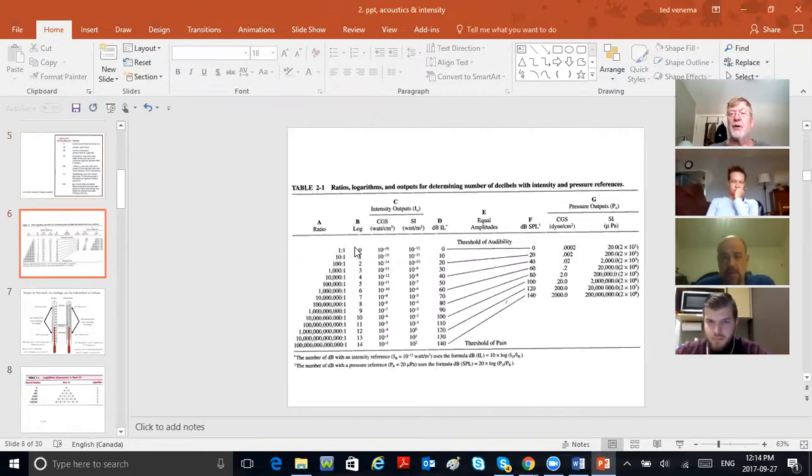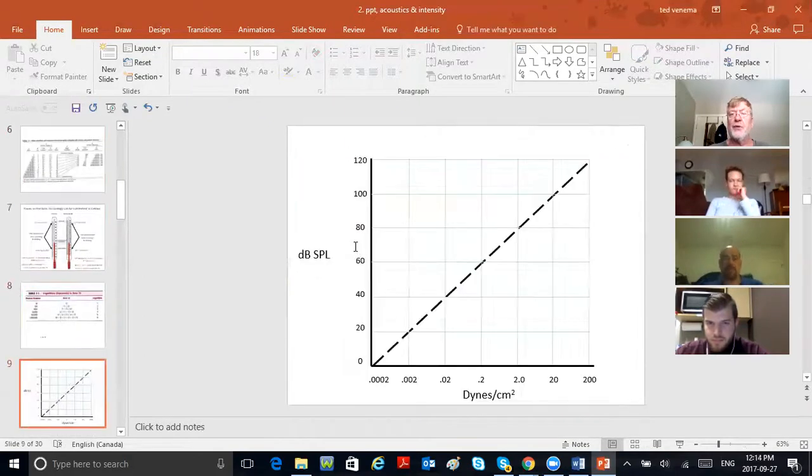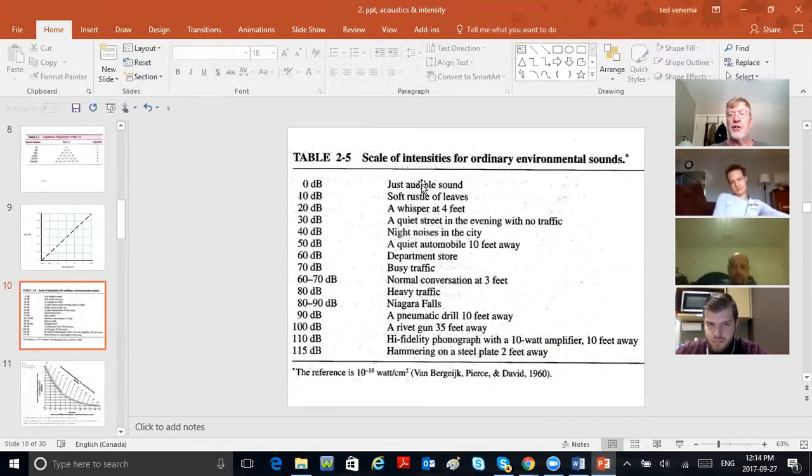If you go to another one like this, let's see if I've got more of those. Here, just audible sound, 0, yeah, that's true. Soft rustle of leaves being 10, I don't think so. And what's missing here is the dB SPLs. They're always supposed to be dB SPLs, they're not. They're just saying dB, you'd think these were gain. So whoever made this up is probably writing for some popular magazine or something. This isn't very true. It's just not very accurate.